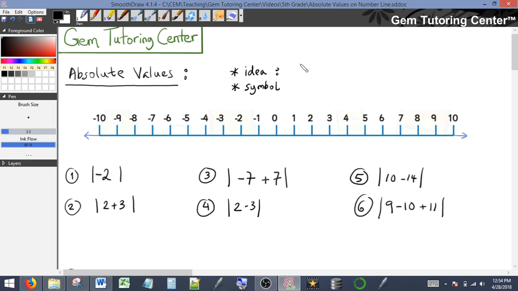So the main idea is this: if you have a number like 2, you can locate that on the number line, so that'll be right here. And when we take absolute value, we use these symbols, which are called vertical bars.